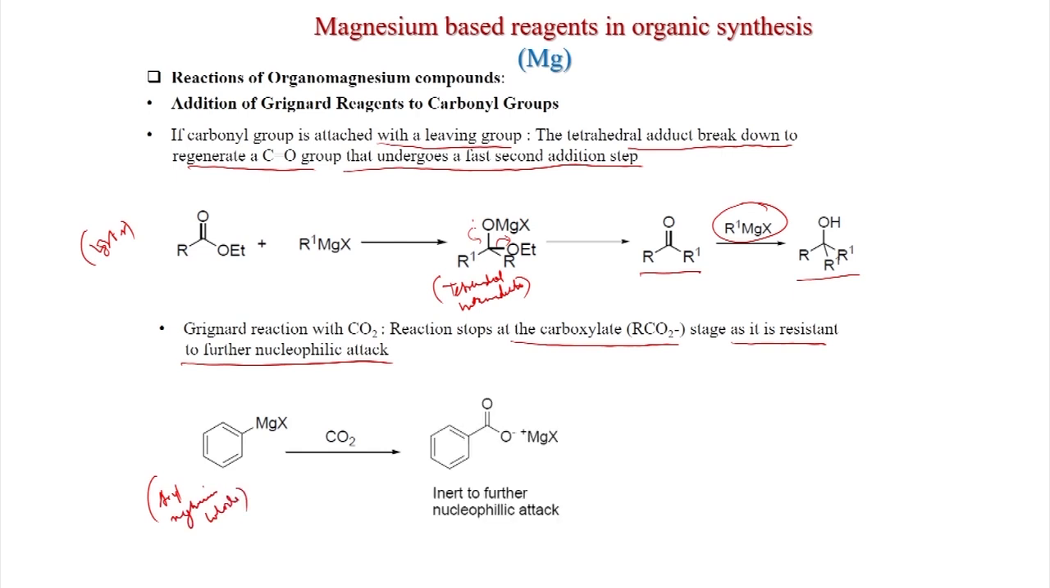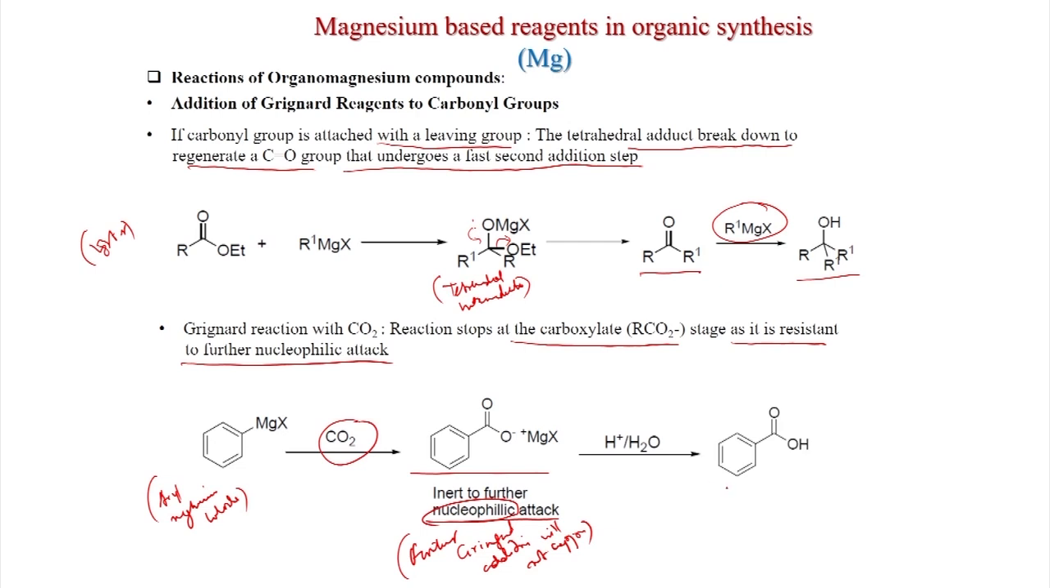Now, carbon dioxide is added to this, and this carboxylate intermediate is formed. This is inert to further nucleophilic attack, so further Grignard addition will not happen, and after aqueous workup you get the carboxylic acid.